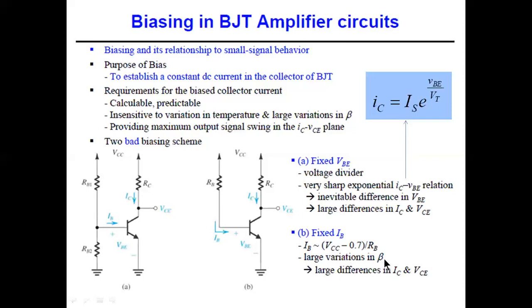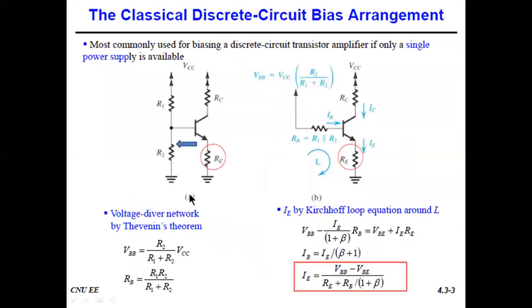If there is variation in beta due to device replacement, we see that the value of IC is also going to vary. So there will be large changes in the value of IC when beta changes, and correspondingly large change in VC. Hence, again, this corresponds to a bad biasing scheme. In both the cases, we will not have constant DC collector current when there is variation in temperature and when there is a device replacement. So we go for other techniques which will keep the DC collector current constant or stabilize the DC collector current.